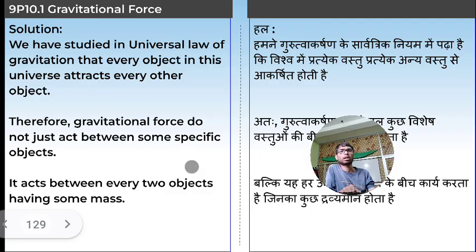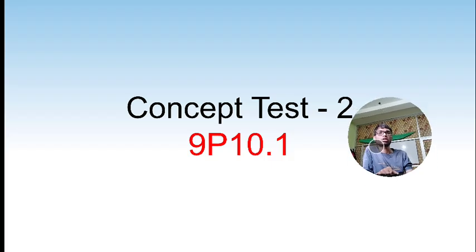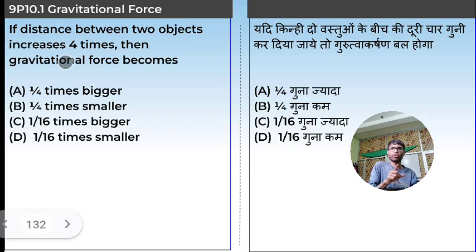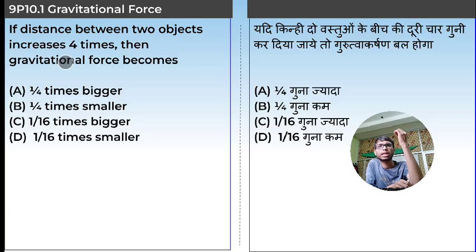Okay, behind your answer. Now concept. If the distance between two objects increases 4 times, then the gravitational force becomes what? Here, hold on. Distance is increasing, which is more times. In that case, force will decrease. Force will decrease how much? 1 upon 16. 1 upon 16, I think so.